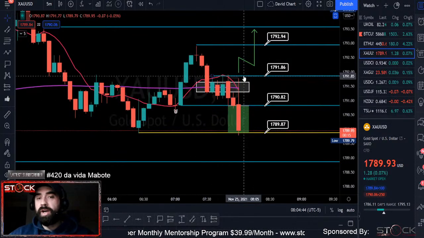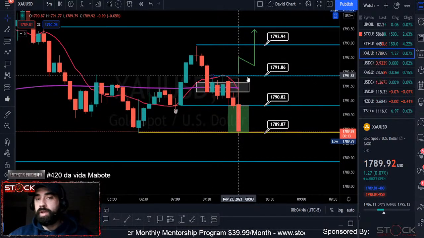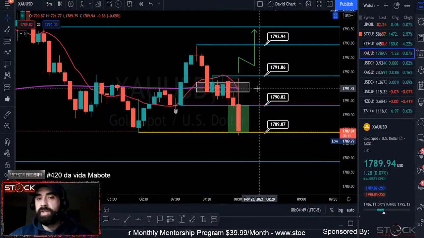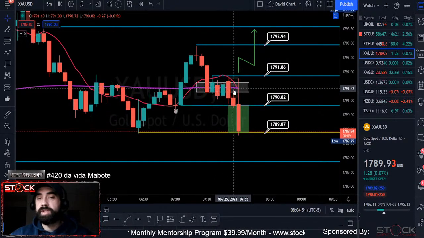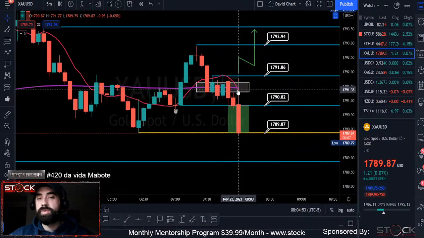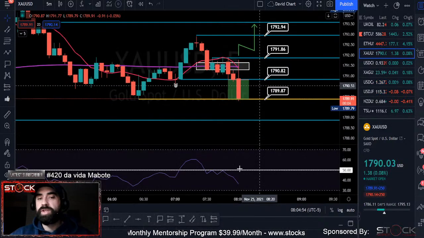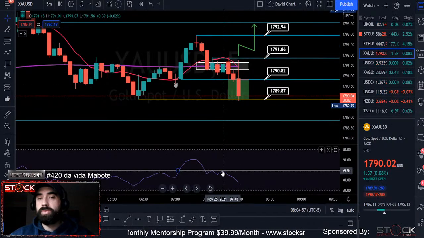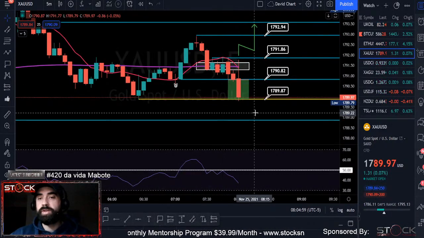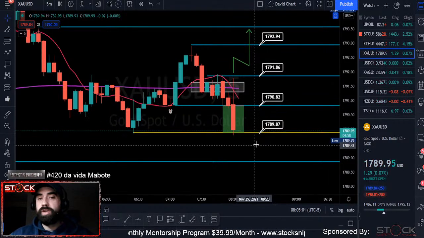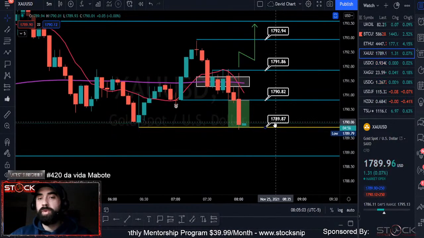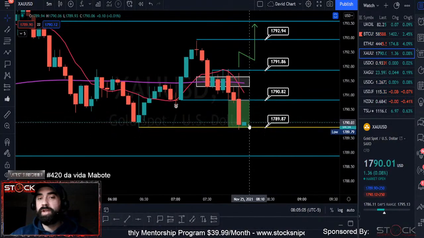So guys, the only buy opportunity was right up here for me, okay? 1791.86. Anything else below it was sells. You can see that the moving averages were rejected here. Check out, it's still held below that 50 point on the RSI. New candles opening, all right? You can see that the bulls held support here, 1789.